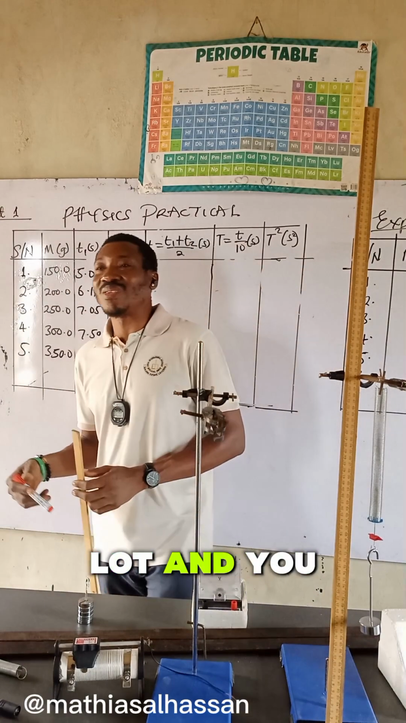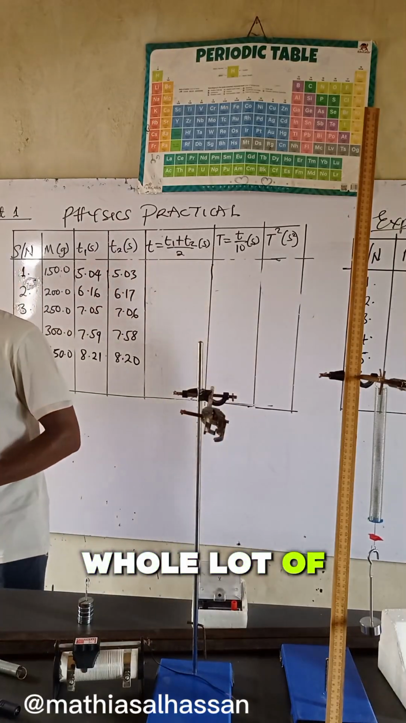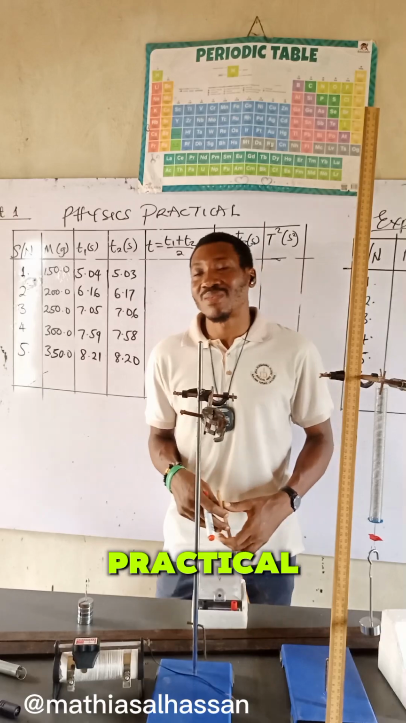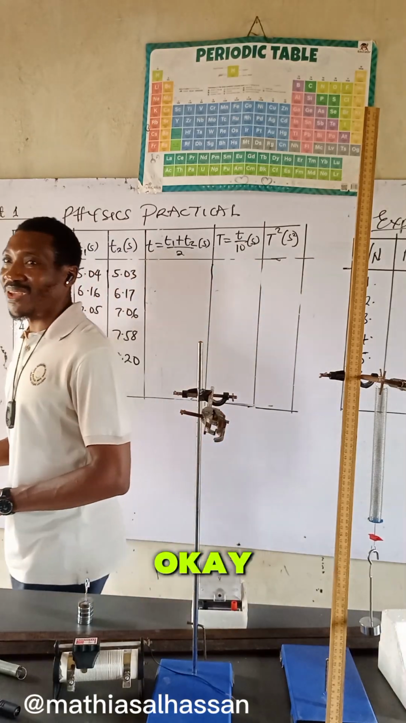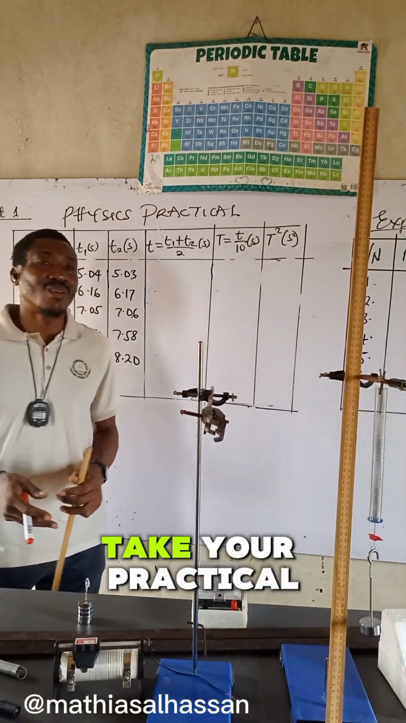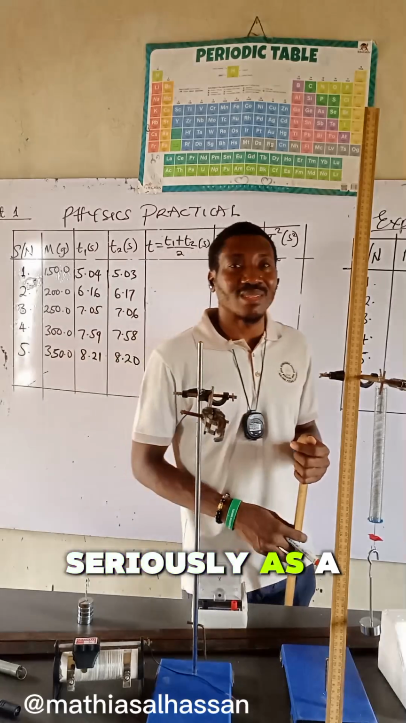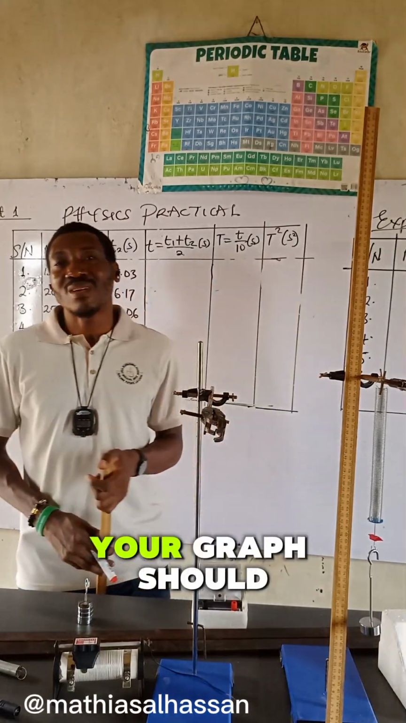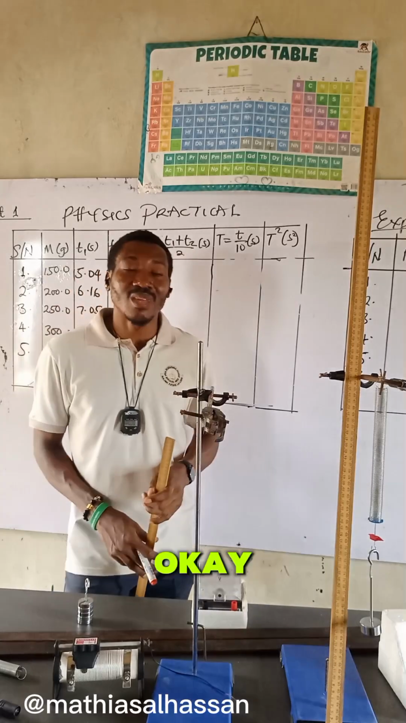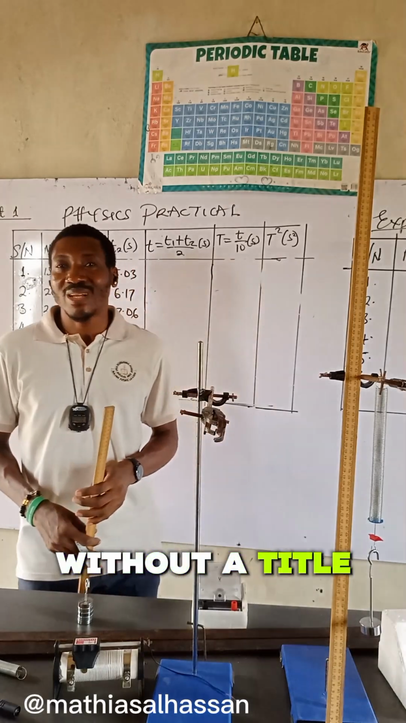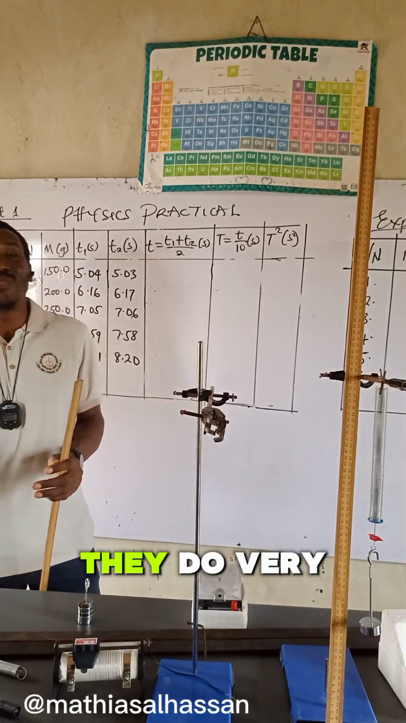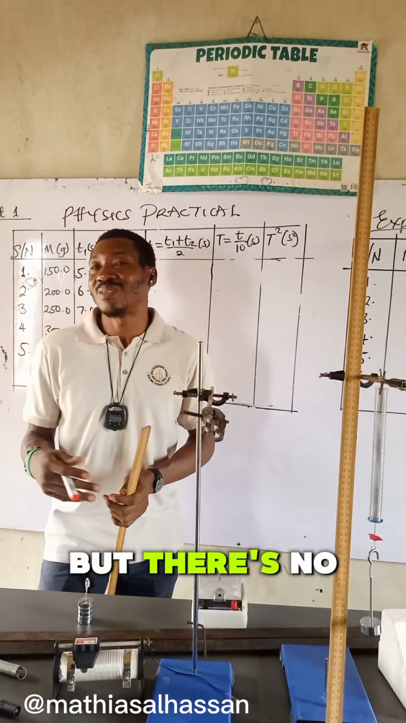You draw a lot and you construct, you do a whole lot of things. That is why in an external exam, if you fail the practical, you are not going to get the pass mark. So you must take your practical seriously as a science student. And in physics particularly, your graph should be well plotted. A graph without a title is considered not to be a graph. You see a lot of students that do a very good graph, but there's no title.